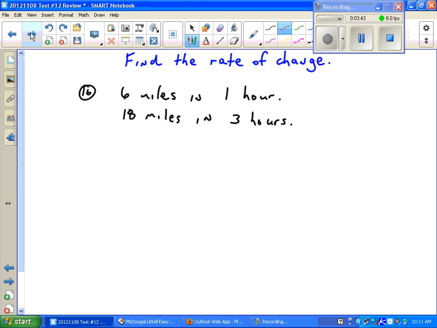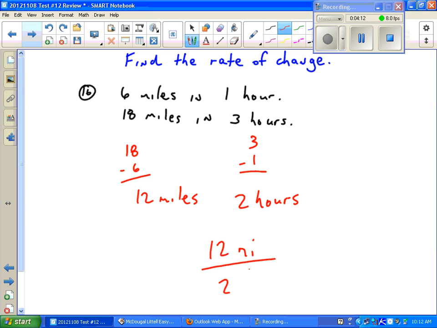Number 16 says find the rate of change. Again, just like last week, this one's asking you for the change from 6 miles to 18 miles. So looking at the change here, 18 minus 6 would be 12 miles. And from 1 hour to 3 hours, 3 minus 1 would be 2 hours. So what you have is 12 miles in 2 hours.